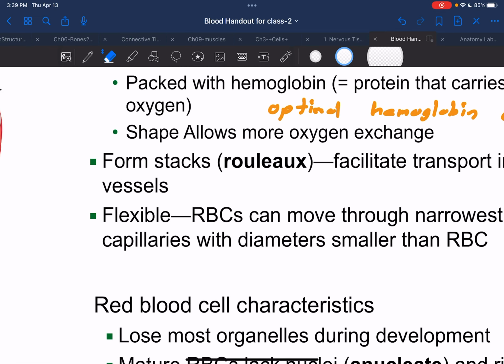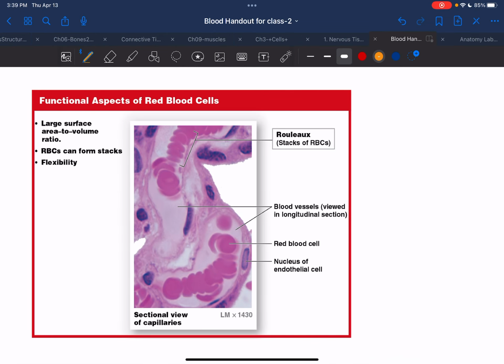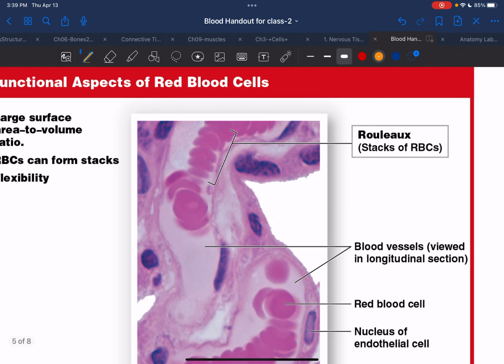This word next is pronounced rouleaux, even though it's spelled like that. Rouleaux. And these are stacks. In some places, your red blood cells travel in a linear order. That's what you're seeing here: some capillaries are so small that red blood cells go in one at a time.